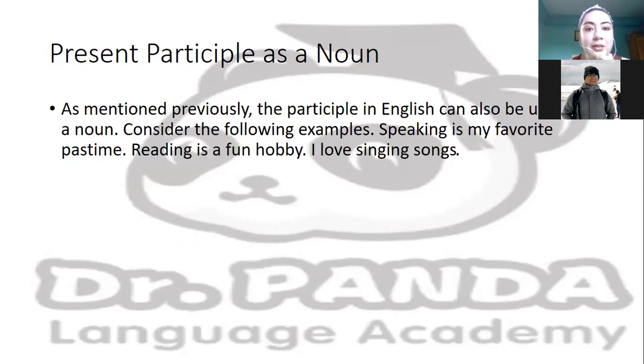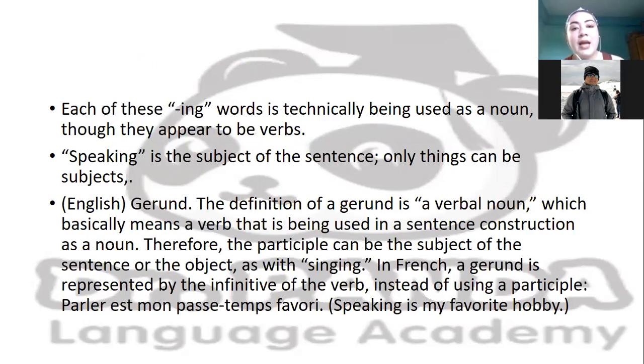And then present participle as a noun. As mentioned previously, the participle in English can also be used as a noun. Consider the following examples. Speaking is my favorite pastime. Reading is a fun hobby. I love singing songs. So each of these ing words is technically being used as a noun, even though they appear to be verbs. Speaking is the subject of the sentence. Only nouns can be subjects.